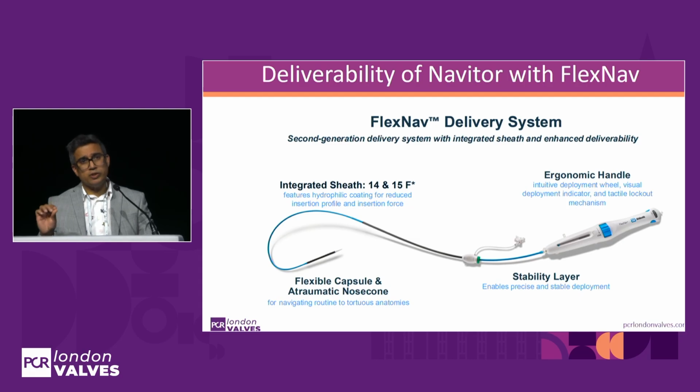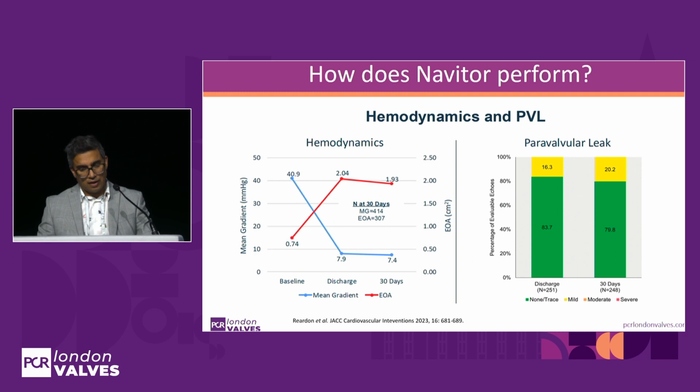But probably the most important and most beneficial thing is actually the delivery system. Because to reduce the parallax, you need to have flexibility within your delivery system when you're introducing this valve. And I think the FlexNav is the most flexible and deliverable system currently available. And of course, it's got excellent hemodynamics. And we know that it's got low PVL. So for these challenging cases, we find that the Navitor, the larger frame valve, is certainly a very stable and comfortable deployment that gives us some precise positioning.